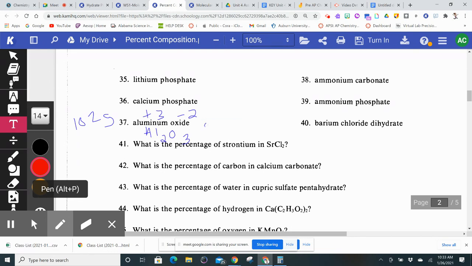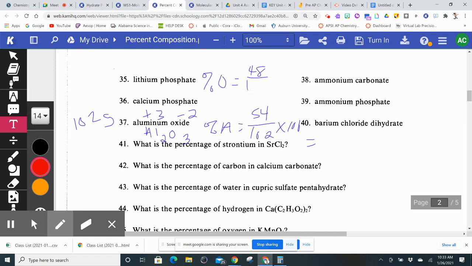To find the percent aluminum, I am just going to take the 2 times 27, which is 54, and I'm going to divide it by 102, and I'm going to multiply by 100. That's it. So what does that come out to be? 54 divided by 102 times 100. 52.94. Okay, that's percent aluminum.